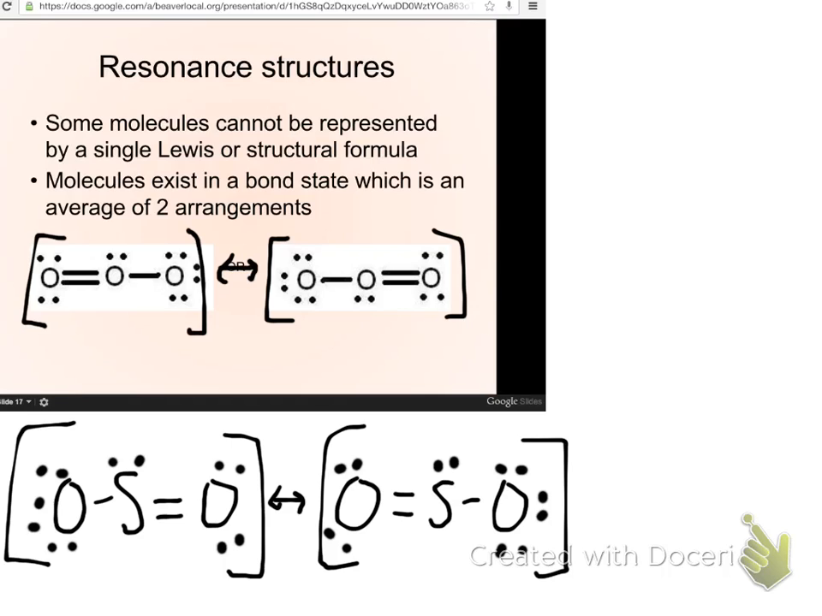What we have discovered in my lifetime, in the last 20 years actually, is it's more as if they are existing in something that is a hybrid between the two things. So it's almost like there's a bond and a half here, and there's a bond and a half here, and there's a half a pair here, and a half a pair there. It's kind of weird. It gets into some weird physical chemistry stuff, but you don't need to worry about that. What you need to know is how to show it. And if there are three possible places that a single bond can be, you have to show all three possibilities.